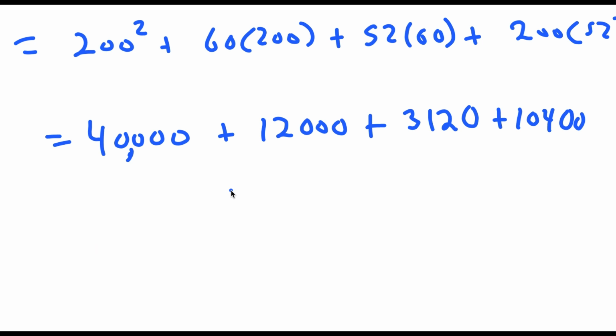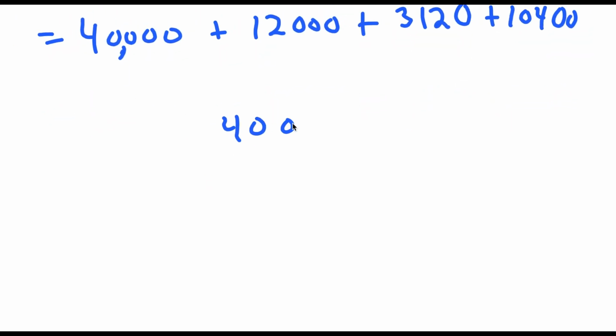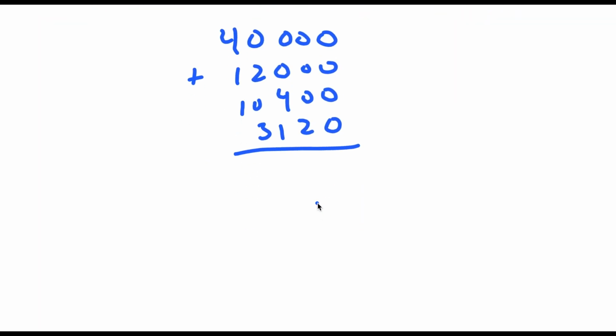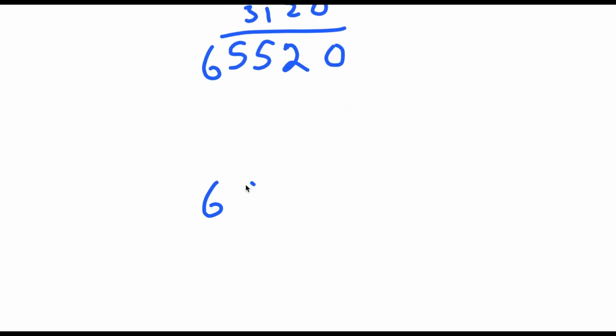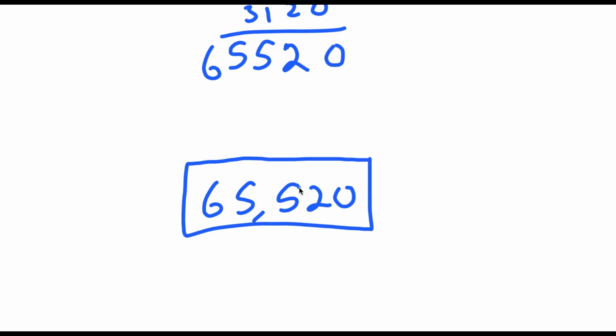And now let me actually add these all up. 40,000 plus 12,000 plus 10,400 plus 3,120. So now I'm going to add up all the zeros. 0 plus 0 plus 0 plus 2 is 2. 0 plus 0 plus 4 plus 1 is 5. 2 plus 3 is 5. And 4 plus 1 plus 1 is 6. So I get 65,520 as my solution for this expression.